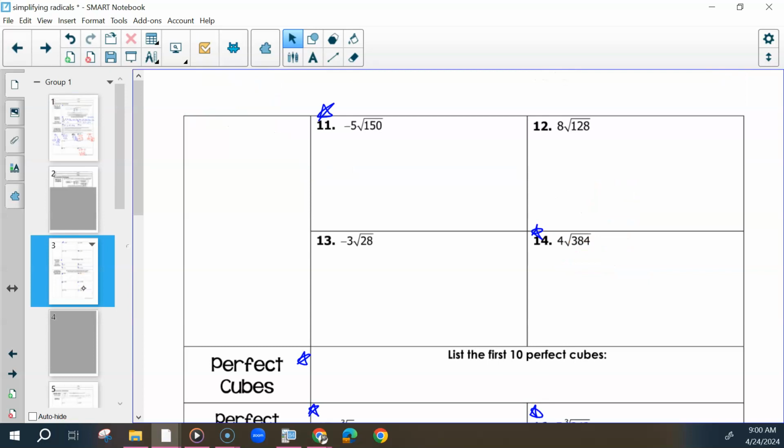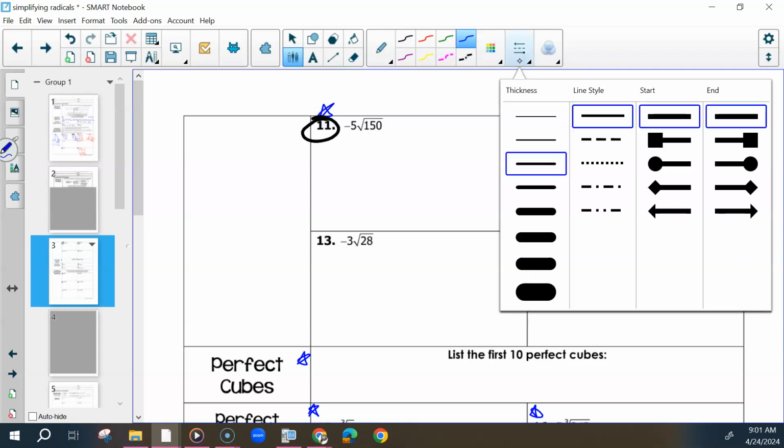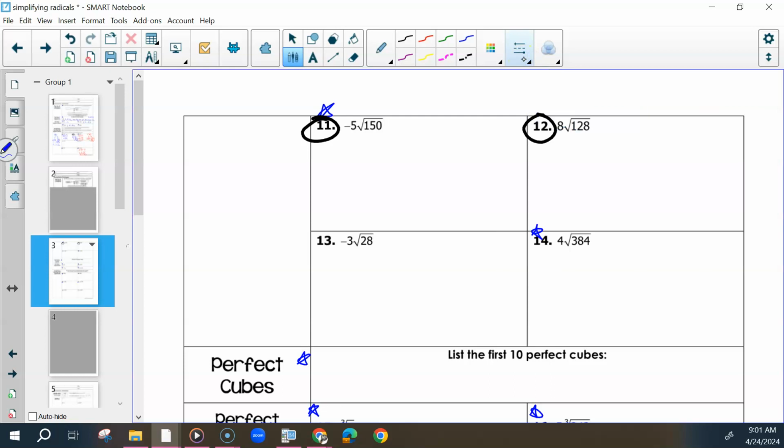Look at numbers 11 through 14. Are there any of those you want to see, go over, or have questions on before we jump into perfect cubes? We want to do 11 using perfect squares or breaking it down? Perfect squares. So find the highest perfect square that we can divide 150 by. 25 and 6.